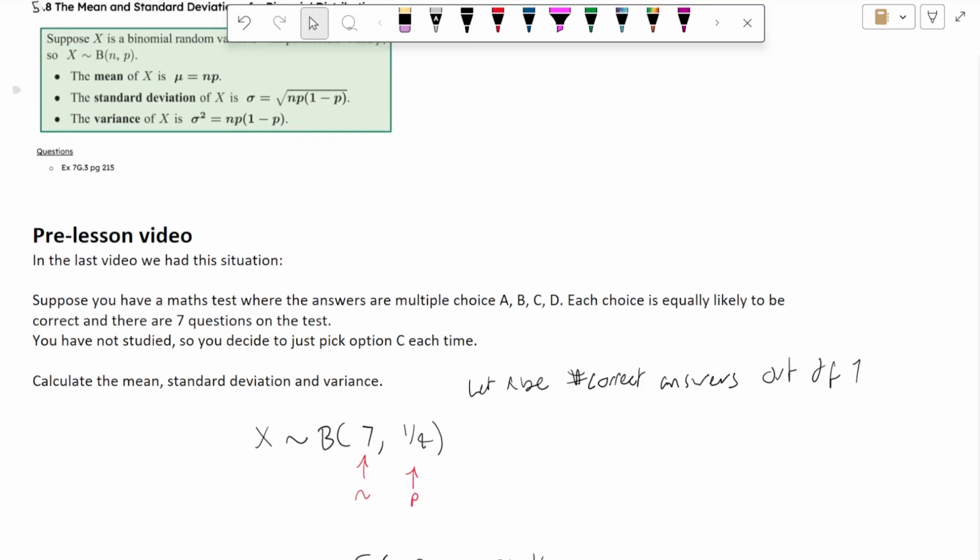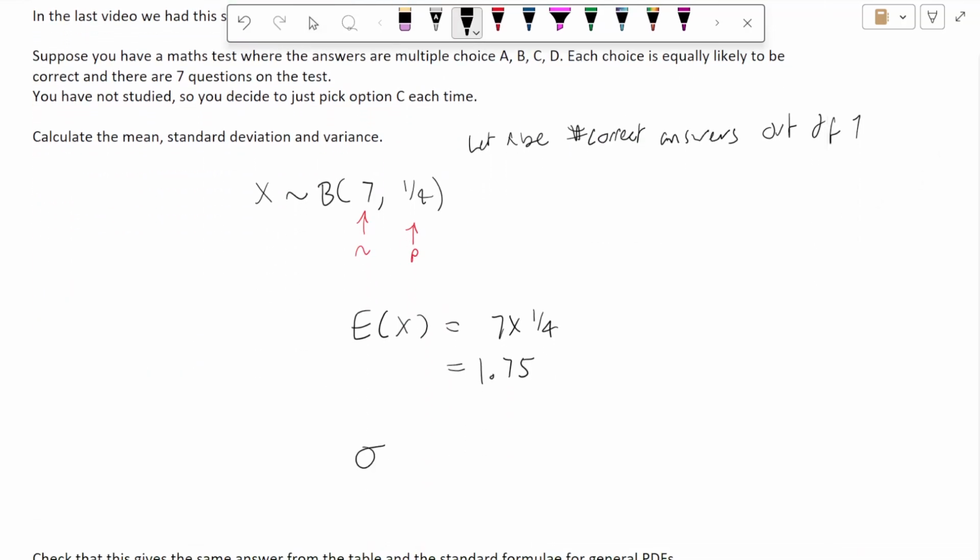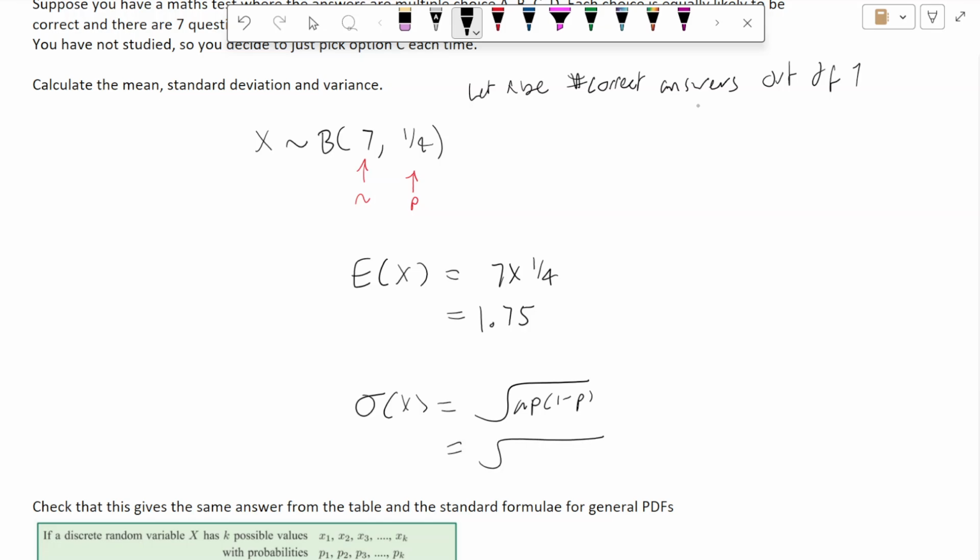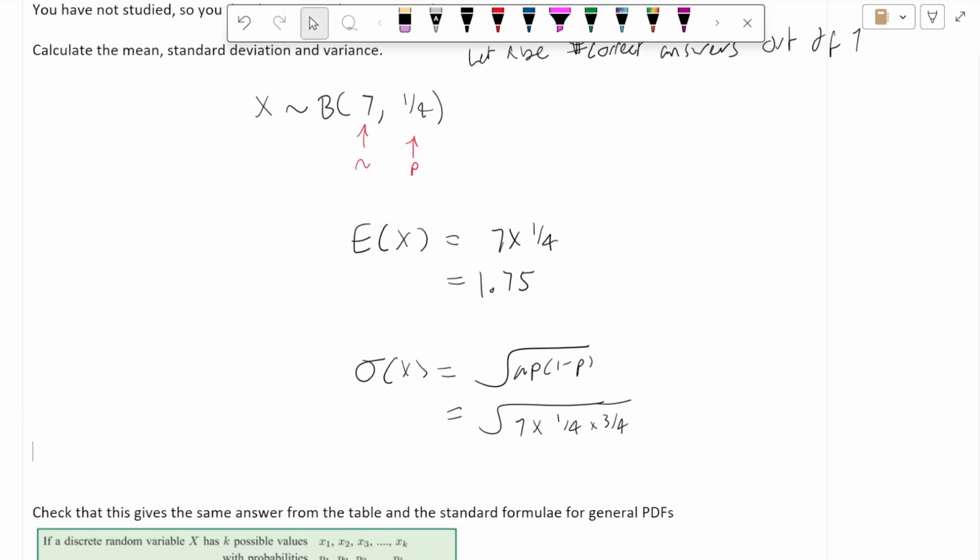Okay, the standard deviation is root np(1 - p). Now there are 7 questions, p is 1/4 and 1 - p is 3/4. And we can just literally work that out.